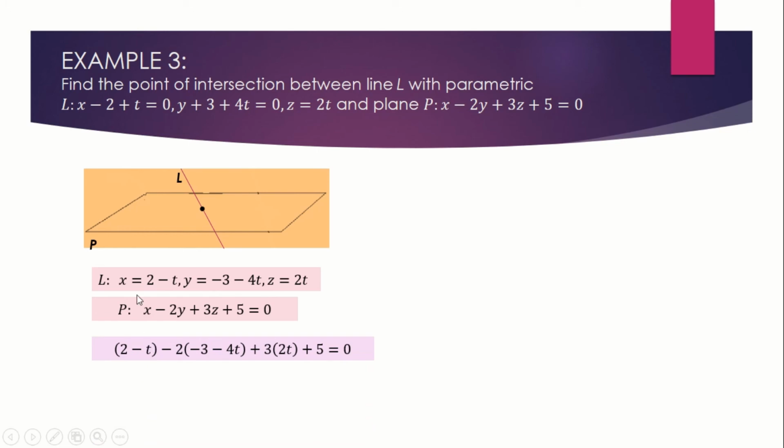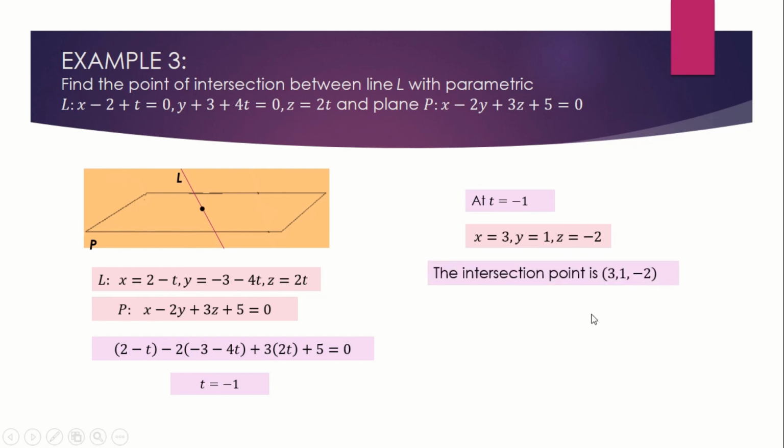We substitute the x, y, z of the line into the equation of the plane, so x is replaced with 2 minus t, y with negative 2 minus 4t, and z with 2t. Towards the end, we get t equal to negative 1. At t equal to negative 1, we substitute into the parametric equations and get x equal to 3, y equal to 1, and z equal to negative 2. So the intersection point of the plane and the line is (3, 1, negative 2), and it is shown here.